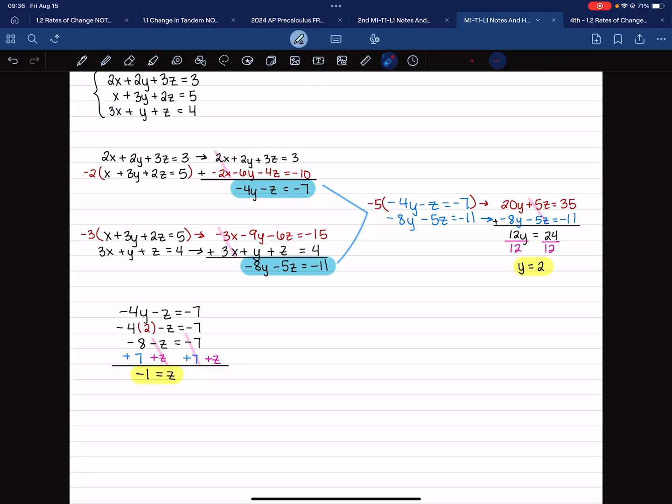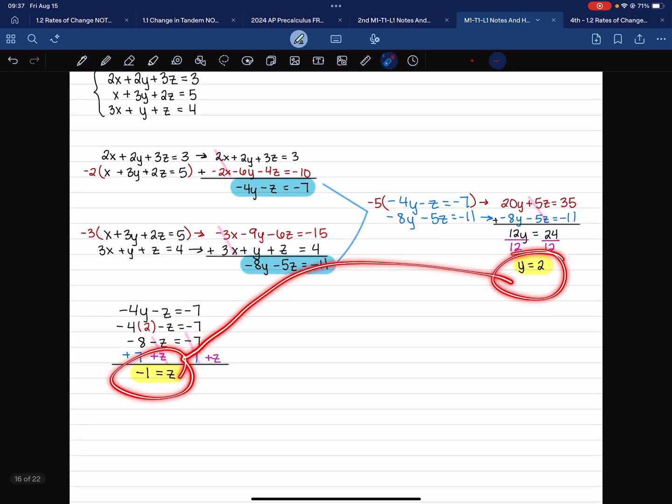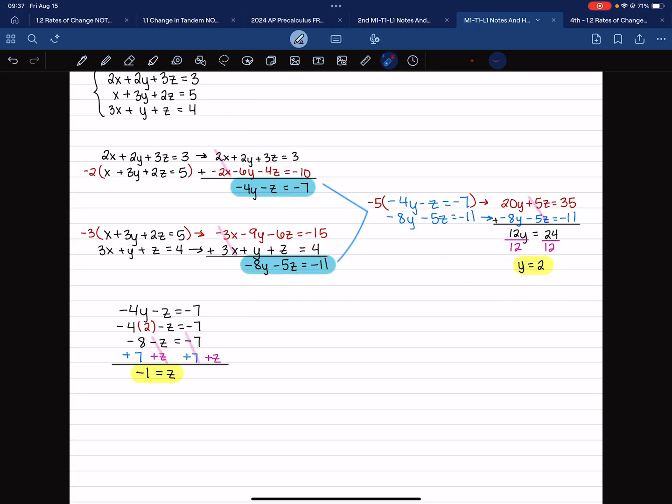So again, we solved here. We went back a step to plug in. Now that we have two variables, we're going to go back to one of the original equations to plug in. You can pick either equation to solve for. Because in this case we're solving for x, I'm going to pick the equation that has x by itself. So I'm going to write that down. We have x plus 3y plus 2z equal to 5. So we plug in our variables.